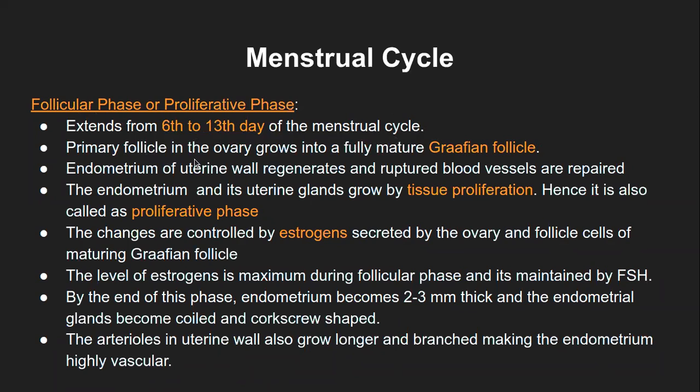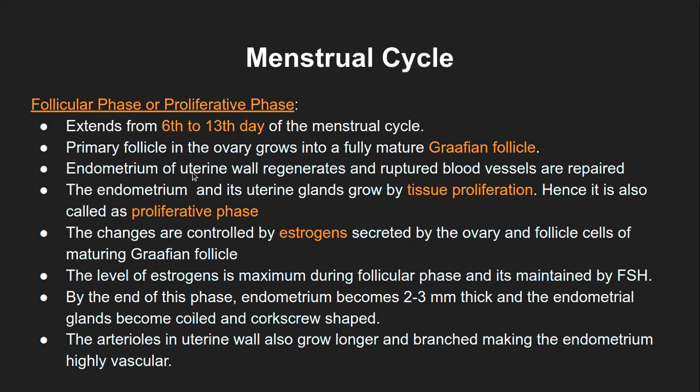Now, the primary follicle in the ovary grows into a fully mature Graafian follicle. Again, this will overlap with the maturation or oogenesis process. So the primary follicle, which was still there in the multiplication phase, present in the ovary, will grow into a fully mature Graafian follicle, that is secondary, tertiary, and then the Graafian follicle.